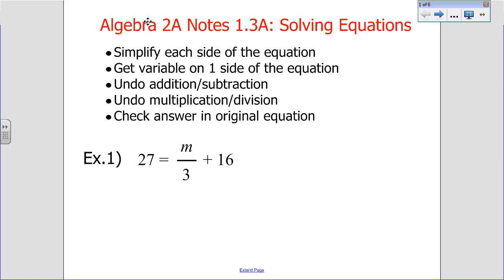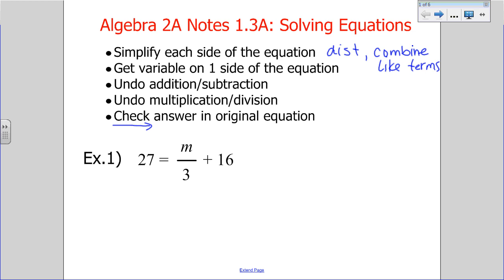We're going to take a look at 1.3a. We're putting it all together in one lesson here on solving equations. Your job is to simplify the equation if possible. What that means is to distribute and then combine like terms. You're going to get the variable on one side of the equation, left or right, it doesn't matter. And then we're working backwards through our order of operations. We're going to undo addition and subtraction, undo multiplication and division, and then we can check.